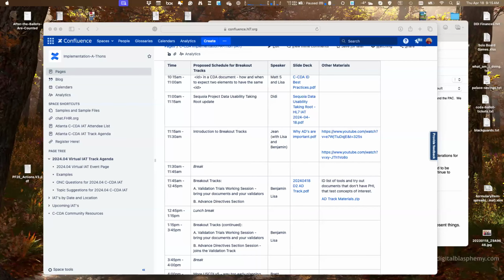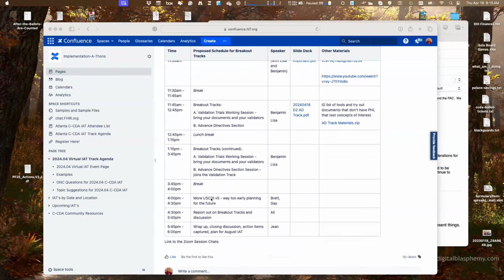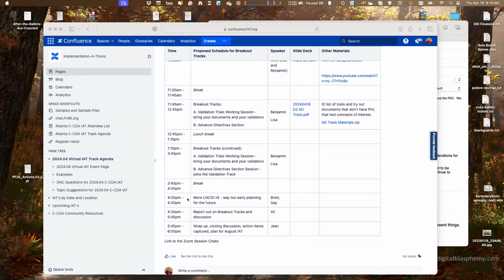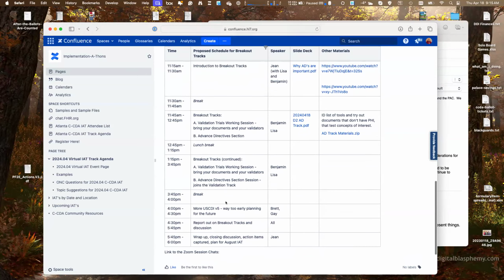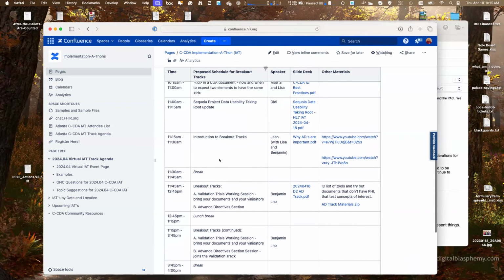Right. So I'm just going to bring up the agenda. We did find a place for more USCDI, so we're going to do it right after the afternoon break. We're going to steal half an hour from the report out. We had an hour and 45, which was probably a bit too much. So we're going to have a session for Brett and Gay to continue the USCDI discussion at 4 o'clock Eastern for half an hour, on USCDI V5. But right now we've got a 15-minute introduction to the breakout tracks, and then we'll go into a break and then to the breakout tracks. We've got those ready to go.